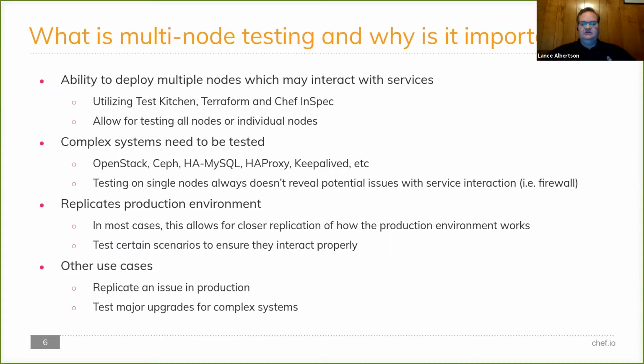Now, Test Kitchen's design really wasn't meant to do multi-node ability. It's really just to be, okay, can I run this recipe and does it do all the things it needs to do? The other thing that we need to do is we need to be able to add tests that maybe run on all of the nodes or individual nodes and so forth.